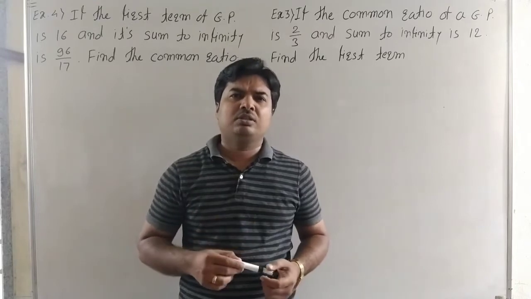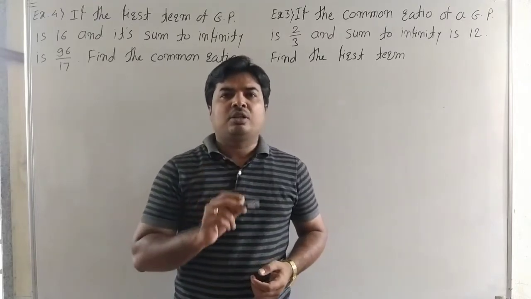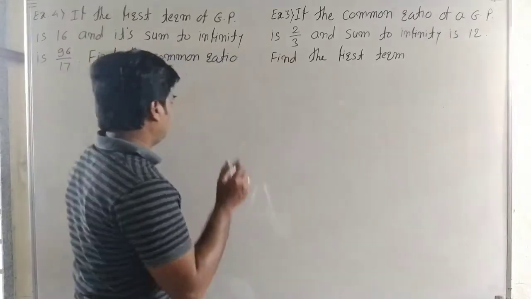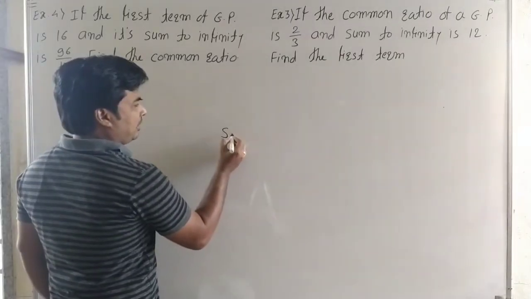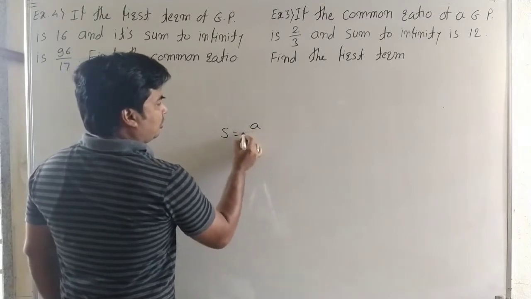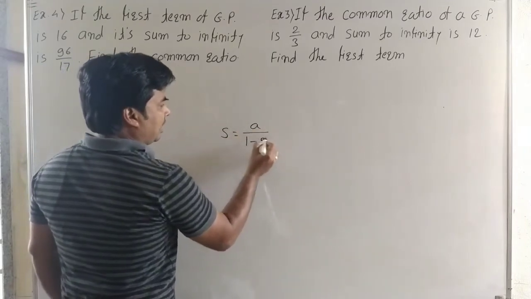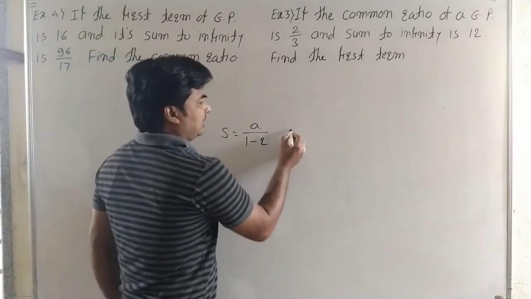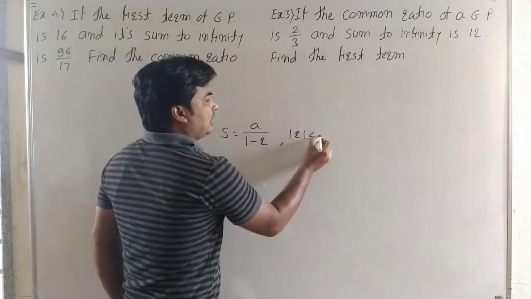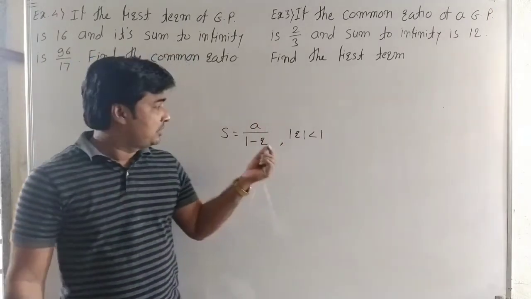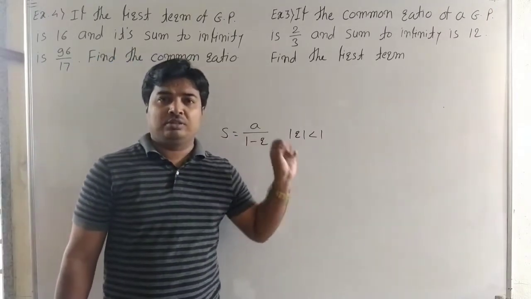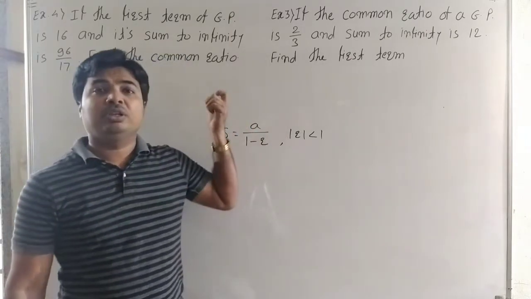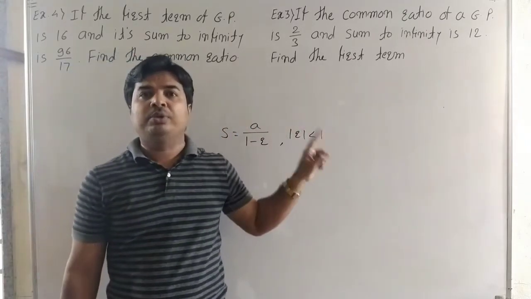In the last two lectures we saw the sum of the infinite terms in a geometric progression. The sum of the infinite terms, denoted by S, is a upon 1 minus r. Here there is a condition: mod r is less than 1. That means the geometric progression is a decreasing sequence. It is a condition for the sum of the infinite terms in a geometric progression.